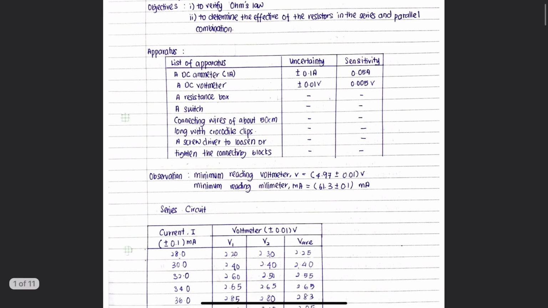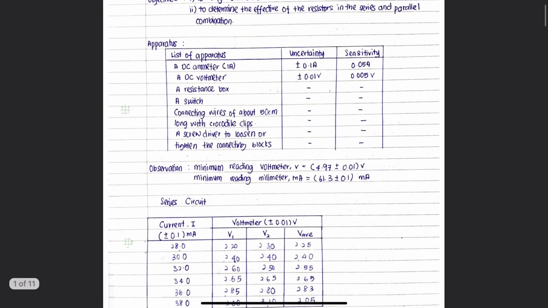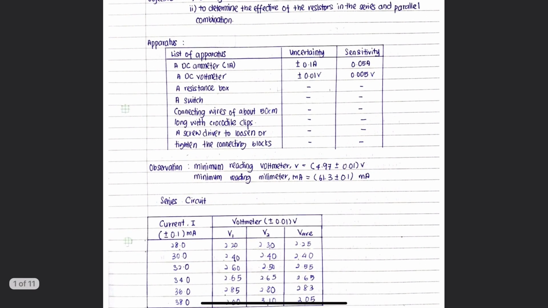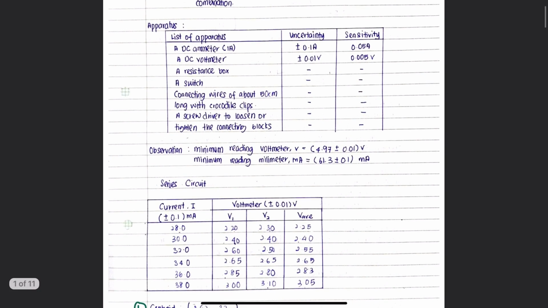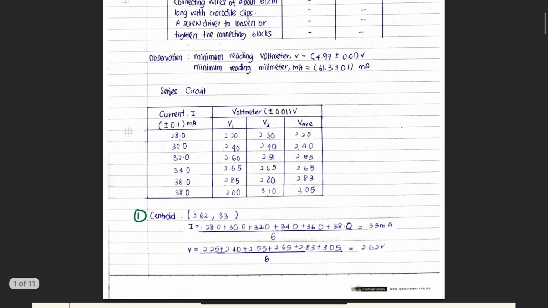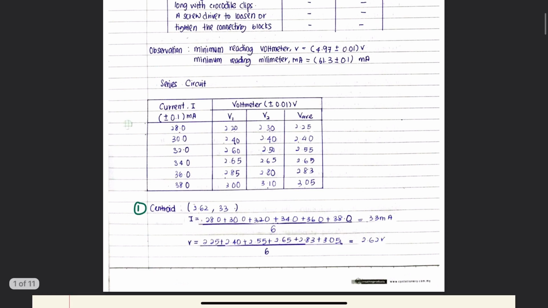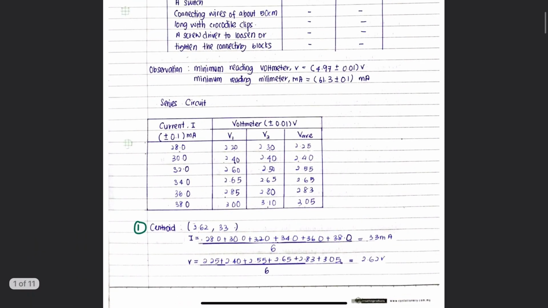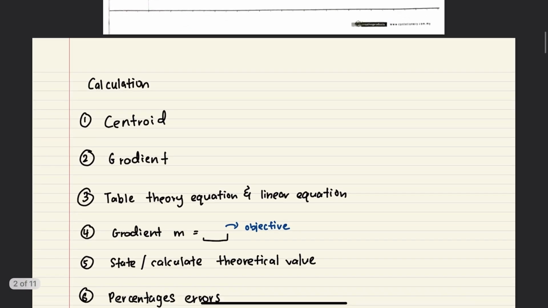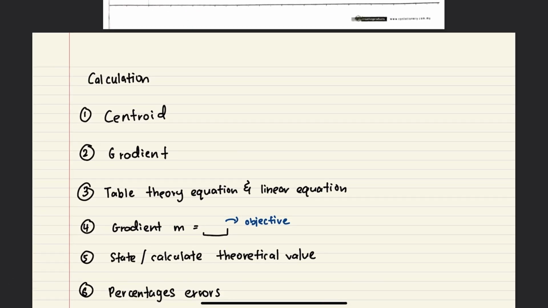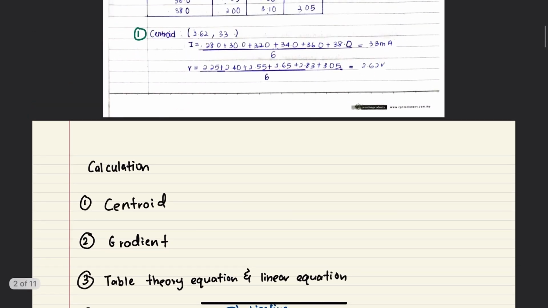Okay, so this is an example of a report from my previous student. This experiment is from semester 2, so it's nothing to do with your experiment yet. What I want to point out is in terms of calculation. The first thing you're going to start with is the centroid. Normally you don't have any problem with this.